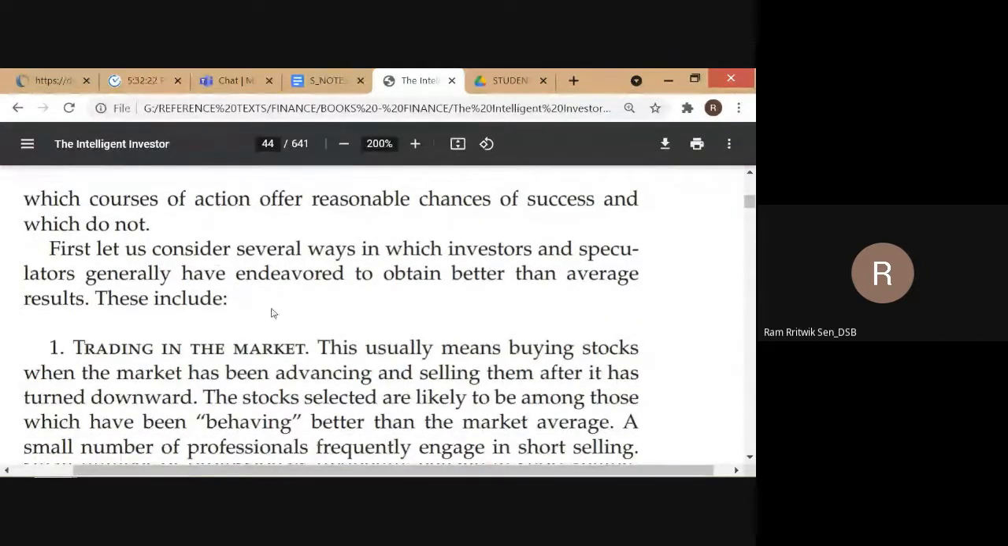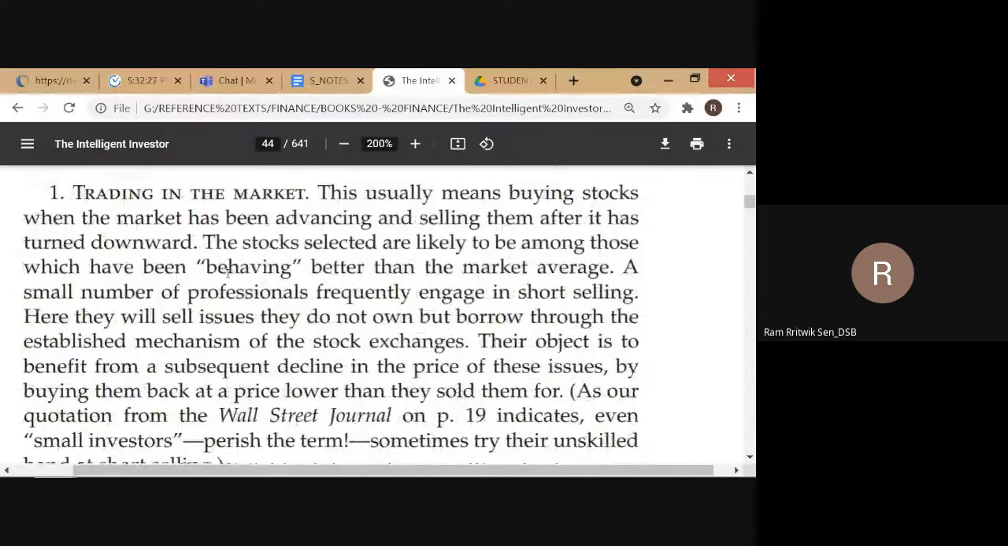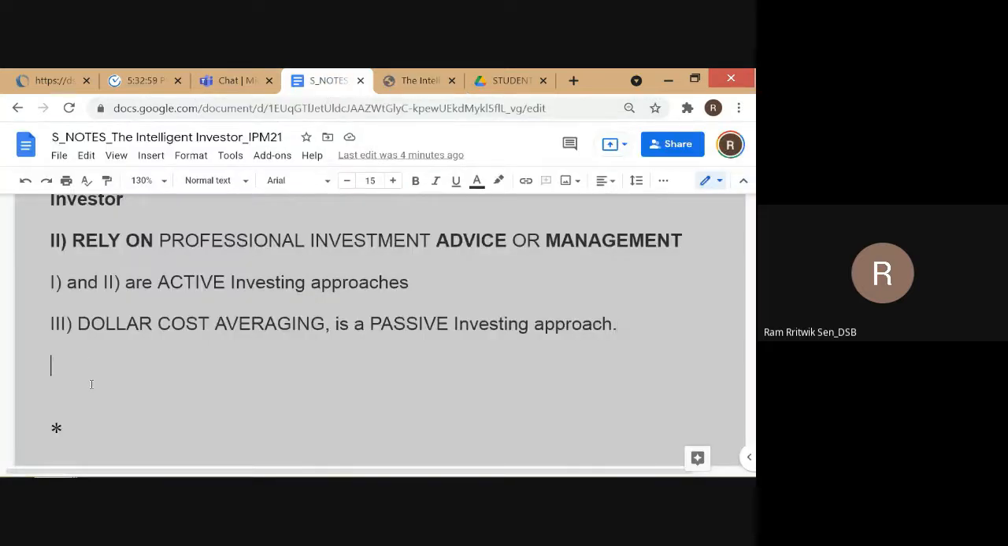Right? So he's now going to document certain things which people have done. Okay. So again, what he's saying is actually not correct. Because he doesn't like trading, he doesn't like this term trading. So he's effectively talking as if all trading is done from a momentum perspective. So trading in the market usually means buying stocks when the market has been advancing, selling after it has turned downwards. So here he's basically saying that all trading is being done from a momentum perspective. This is not correct, actually. Okay, so you have to once again make a note about that.